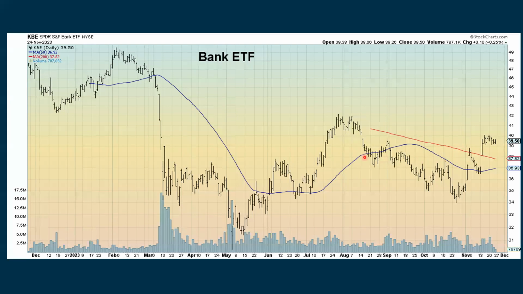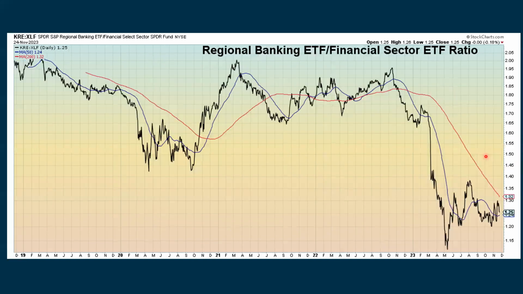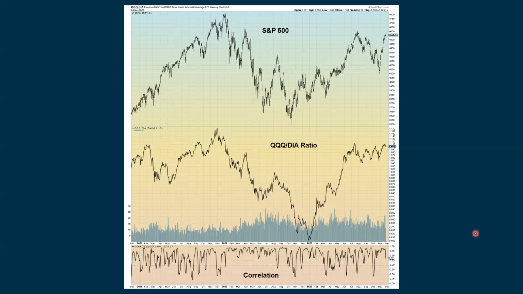We look at the bank ETF, which is finally starting to break above its 200-day moving average. That's the red line. We're still in a longer-term downtrend. Banks really took a dump last March and just fell off a cliff and have been going sideways, but we are seeing a little bit of improvement lately, but they're still in a negative trend. Then we compare the regional banking ETF with the financial sector, showing that the regional banks continue to underperform the financial sector. We look at a ratio between the QQQs, which is the NASDAQ 100, and the diamonds, which is the Dow Jones Industrial Average, and that relationship's falling off just a little bit right now. Usually it tends to stay pretty strong.